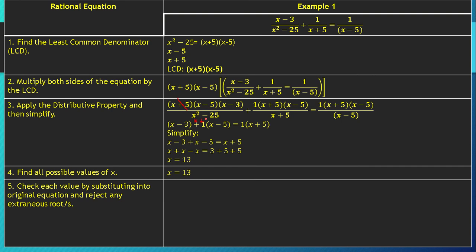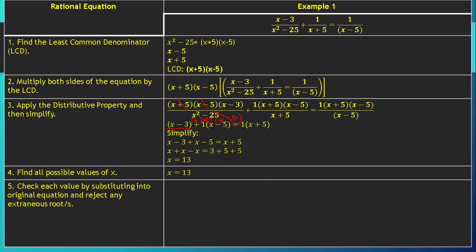Ang factors ng x squared minus 25 ay x plus 5 and x minus 5. Okay, so kakancel natin yung x plus 5. Yung x minus 5 din, kakancel natin. So wala nang natira dito sa denominator. Ang matitira na lang ay x minus 3 na nasa numerator. Yan po siya. X minus 3.